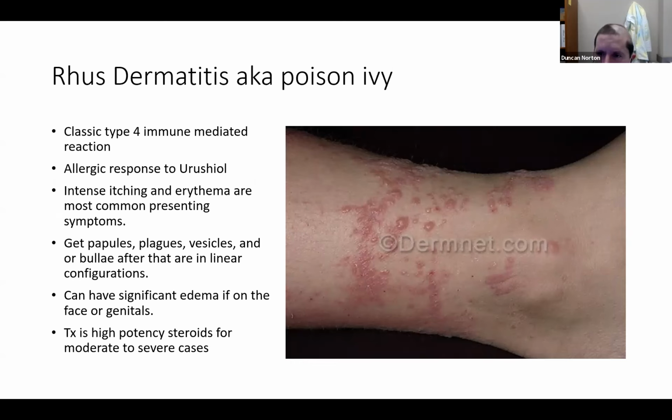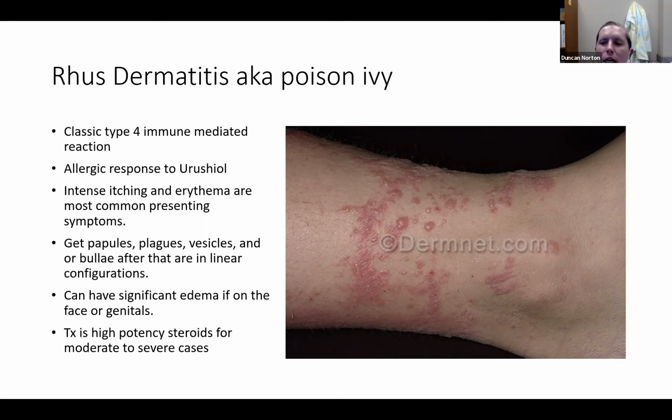A lot of people think of this as poison ivy. Urushiol is the allergic substance in poison ivy. It's in poison oak, poison sumac, any of those type of plants. And what it does is it creates a classic type 4 hypersensitivity reaction. That's the key thing you need to know. That's cell mediated.